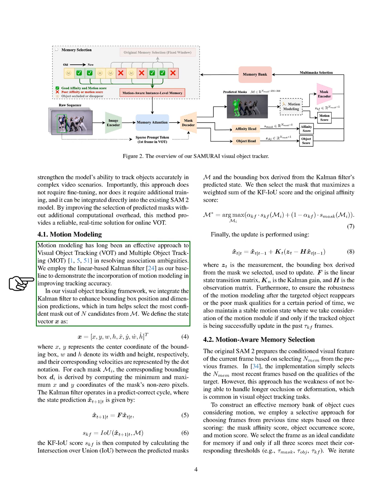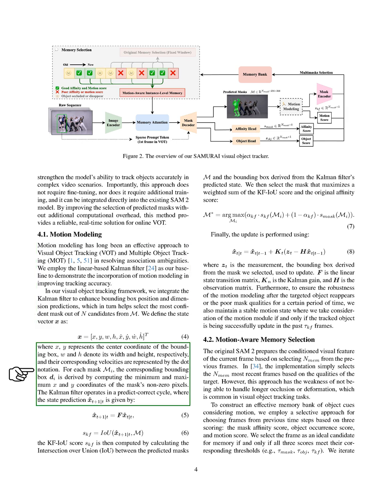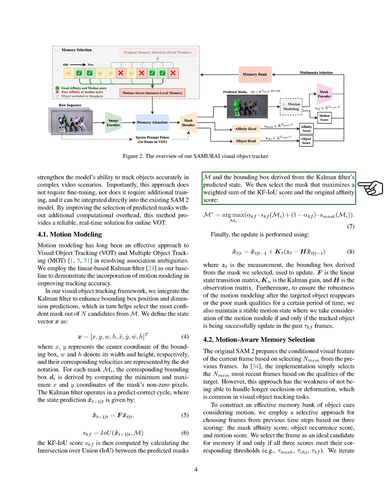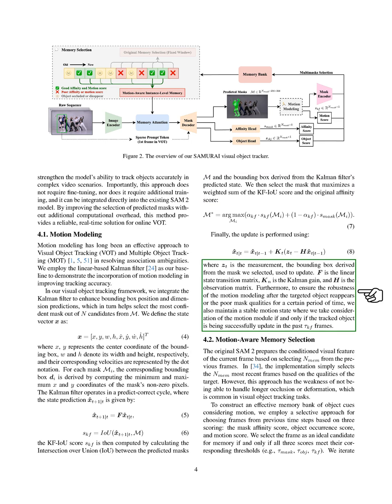In our framework, we integrate the Kalman filter to improve predictions of the bounding box's position and size, which helps us select the most confident mask from the candidates. We define the state vector to include the center coordinates of the bounding box, its width and height, and their velocities. For each mask, we derive the bounding box by calculating the minimum and maximum coordinates of the mask's non-zero pixels. The Kalman filter operates in a predict-correct cycle, where we predict the next state and compute the intersection over union score between the predicted masks and the bounding box. We then select the mask that maximizes a weighted sum of this score and the original affinity score. Finally, we update the state using the selected mask's bounding box, ensuring that our motion modeling remains robust even when the target object reappears or when mask quality fluctuates.